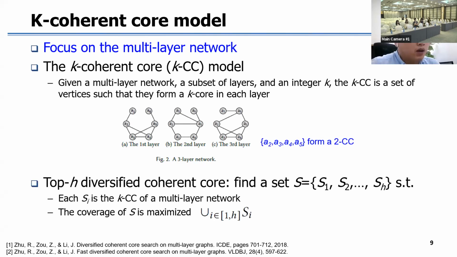Based on this core model, the top-r diversified coherent core problem is studied. This problem aims to find a set of vertex sets such that each Si is a KCC of a multi-layer network and the coverage of S is maximized. Here the coverage is defined as the union of all the vertices in the vertex sets. This problem is NP-hard and they also propose some efficient approximation algorithms. We ignore the details here, but they can be found from these 2 research papers.